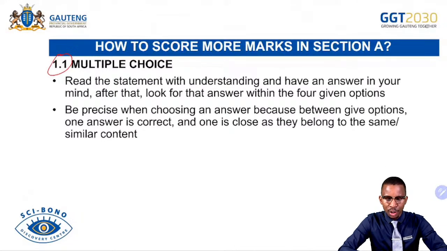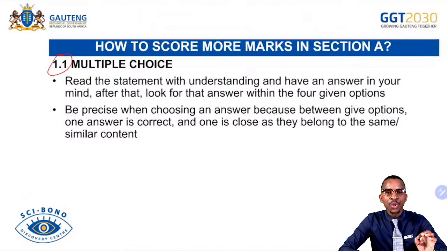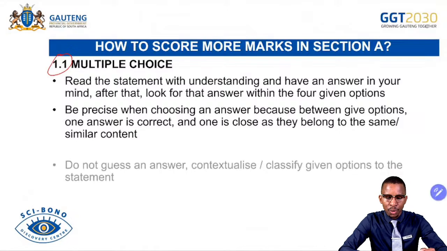Be precise when choosing an answer, because between given options, one answer is correct, one answer is close, and the other one might be wrong. So some answers might be very much related. It is very important that you don't just get carried away. You need to ensure that you are very precise as you choose the answer, because you will find yourself making a mistake by choosing the wrong answer, which is very related, while you are leaving the correct answer that you know. So it is very important for you to focus as you choose answers there.